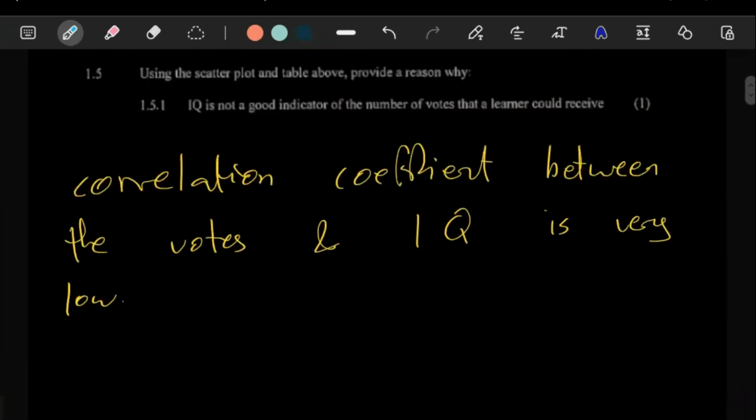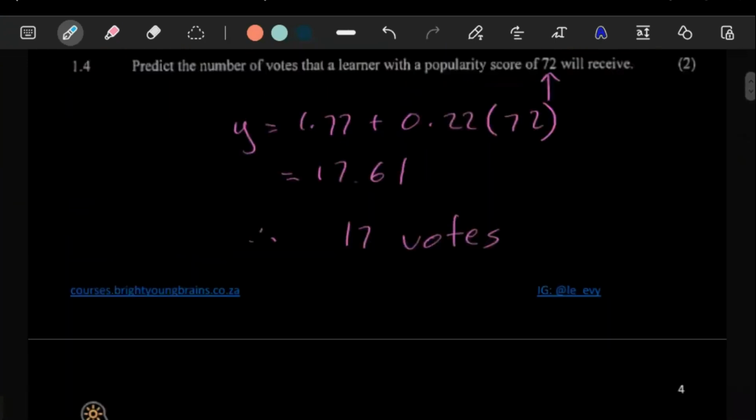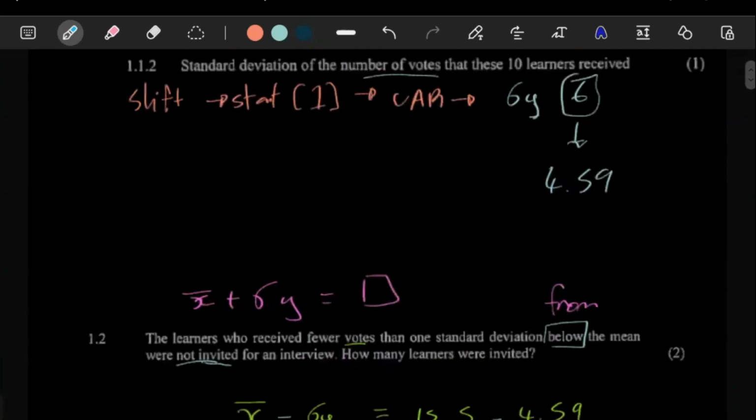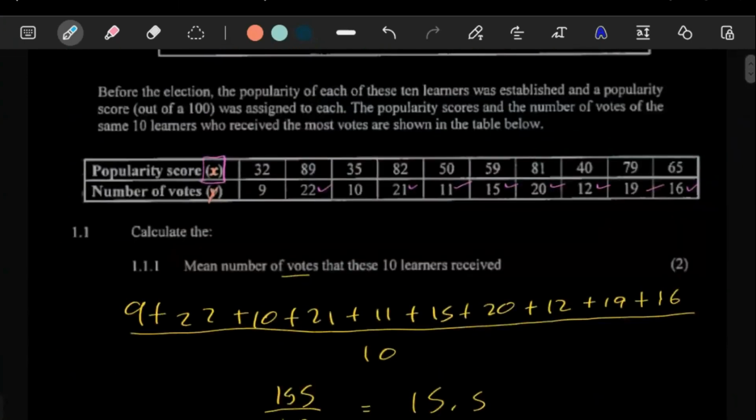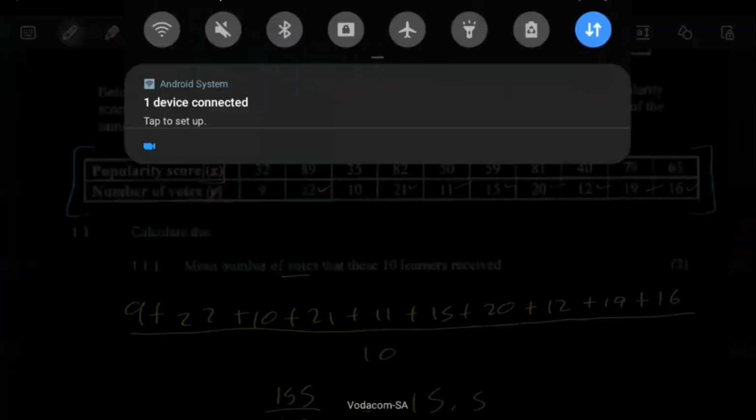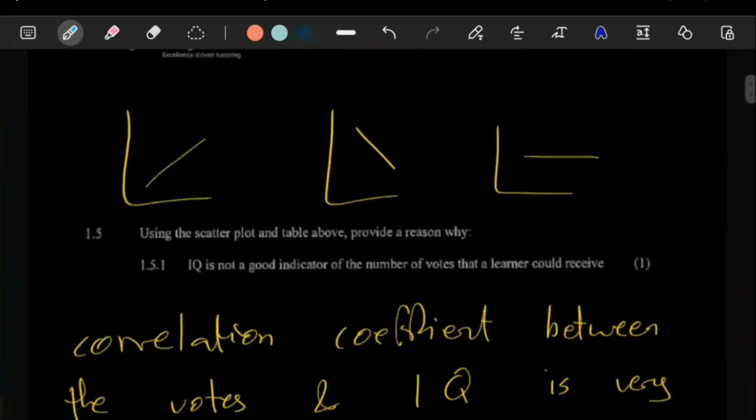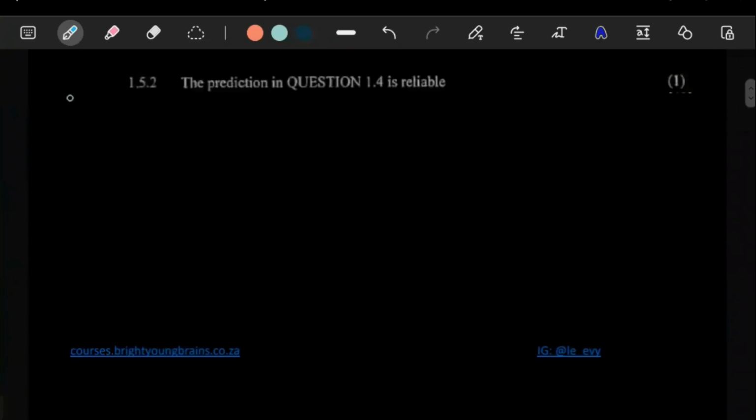So the reason why this prediction is reliable is because when you're looking at these two sets of data here, which is your two sets of data, that is the popularity and the number of votes, what we can already see is we can try to see the correlation coefficient of this data. So to do that, you're going to press Shift Stat and then Reg as usual. So let us do that. It's like Shift, Stat, and then Reg.